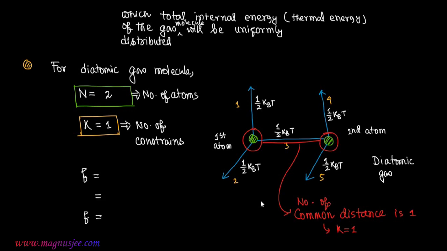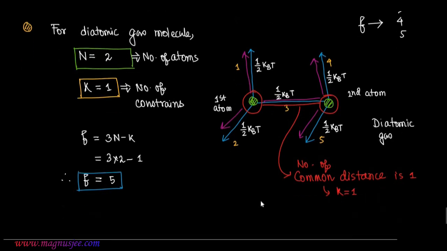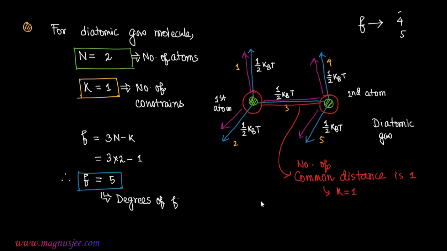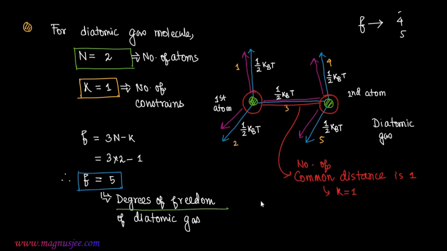So what will be the number of degrees of freedom F? The number of degrees of freedom F will be 5, because F is equal to 3n minus k, which is equal to 3 into 2 minus 1. That's why the number of degrees of freedom F will be equal to 5. F is equal to 5, that is the number of degrees of freedom of a diatomic gas.